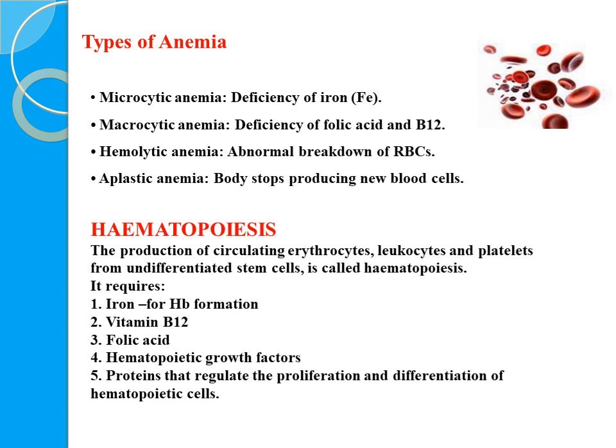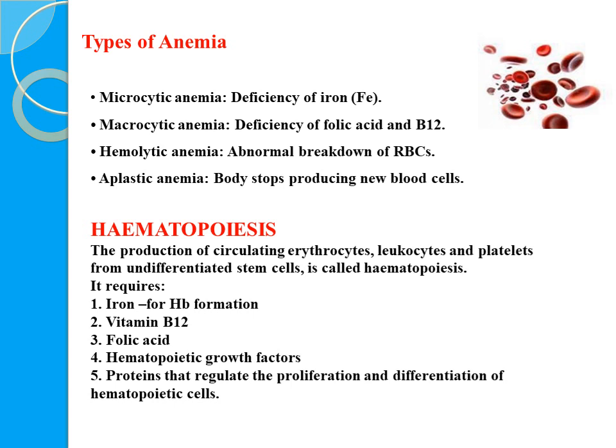Hemolytic anemia. Hemolytic anemia is caused due to the abnormal breakdown of red blood cells. Aplastic anemia. Aplastic anemia is a kind of anemia where the body stops producing new red blood cells, due to which deficiency of RBCs occurs in the body, leading to decreased quality or quantity of blood and the disease condition known as anemia.